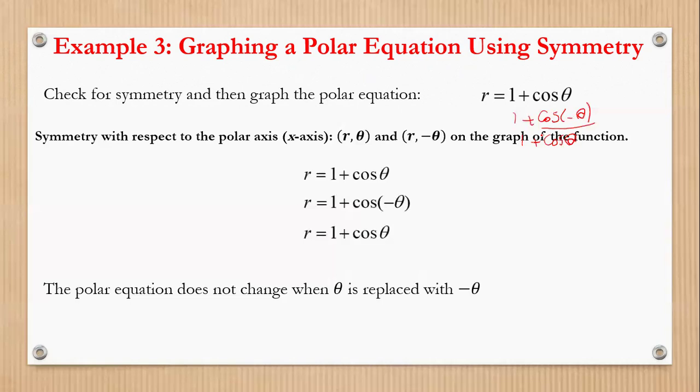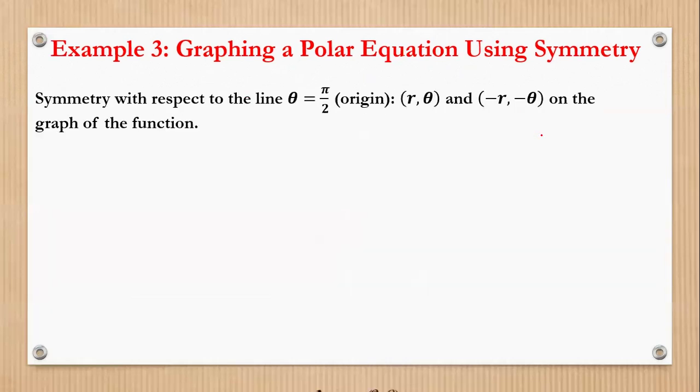Now we want to check if the equation is symmetric about the y-axis. This time we need to replace both r and theta with negative r and negative theta. If we replace r by negative r, we get negative r. But if we replace theta by negative theta, the cosine of negative theta is exactly the same as the cosine of theta. And we get this equation.